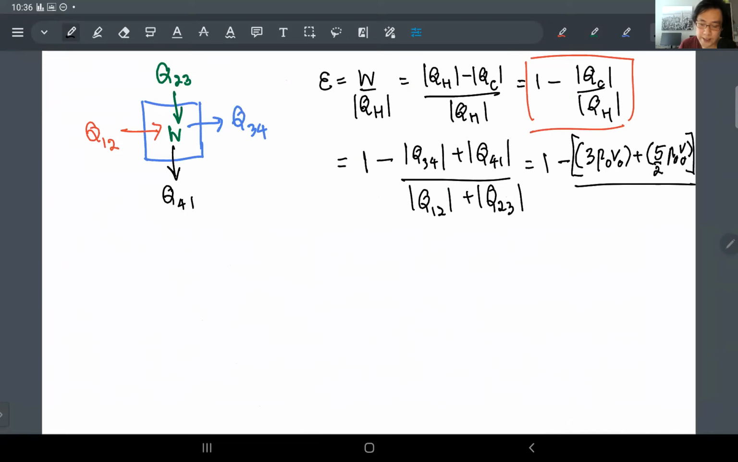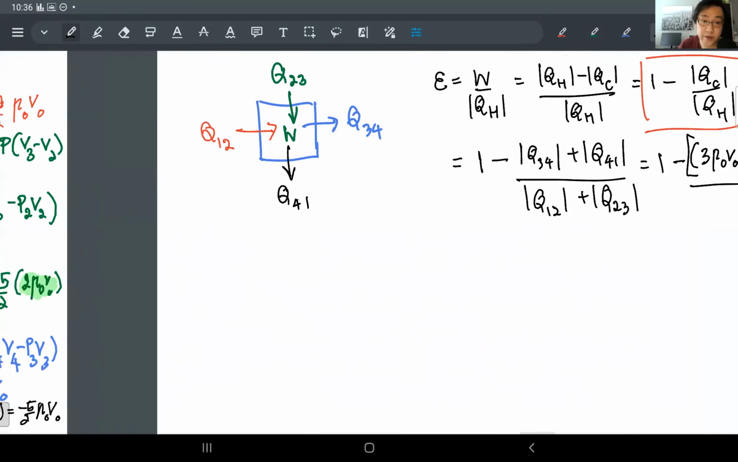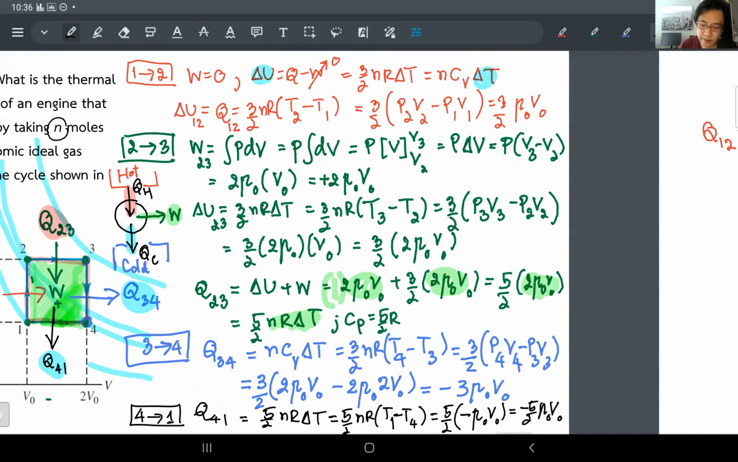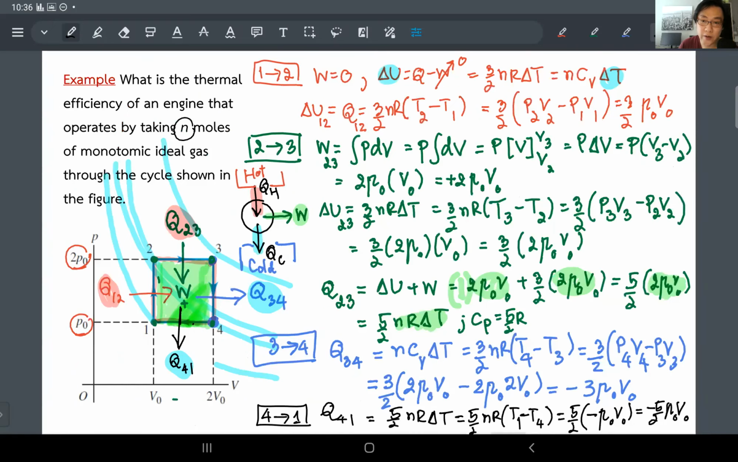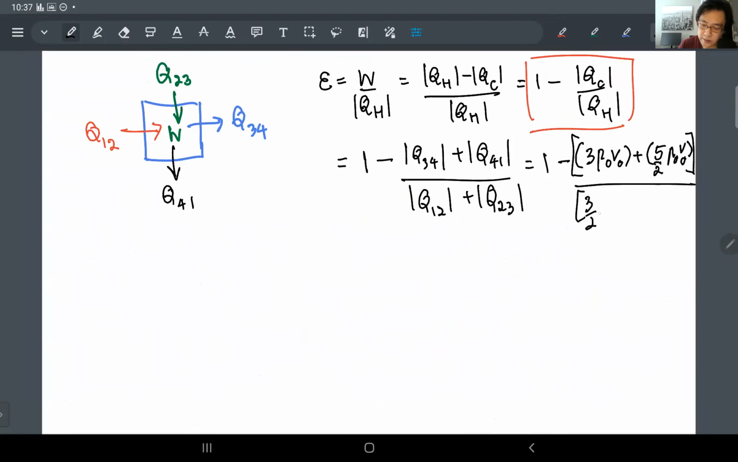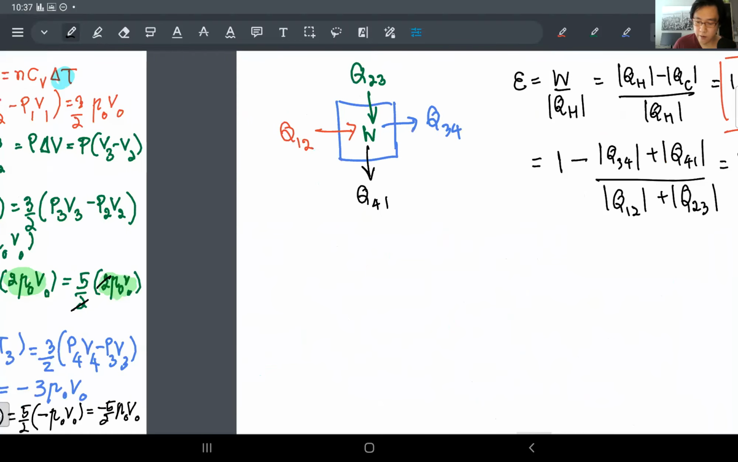the Q flow in. Okay, Q12, let me flash back a bit here. Q12 is 3 half P naught V naught, and for the 2 to 3 it is 5 half times 2 P naught V naught, which can be rearranged here if you want. It's just 5. So just add those two together. It's going to be 3 half P naught V naught plus 5 P naught V naught. There you go. Very nice. Very good. So far, so good. I just check my number here. I hope it's right. There you go.